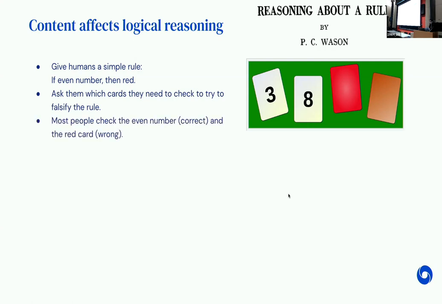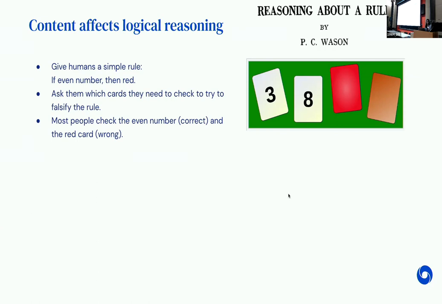Most people check the even number, and that's correct. That's one of the cards you should check to falsify this rule. But many people check the red card, whereas actually what you should check is the brown card, because that would falsify the rule if even number, then red. But most lay people don't get this. It's a pretty hard problem.